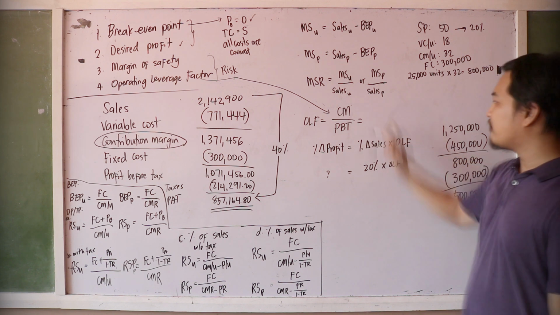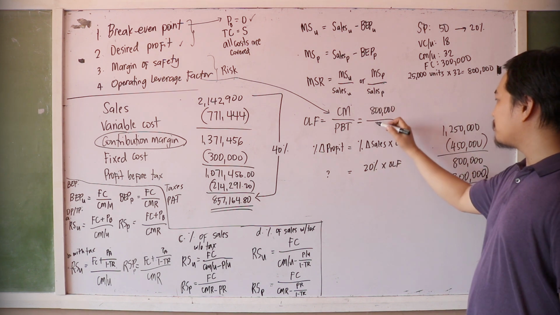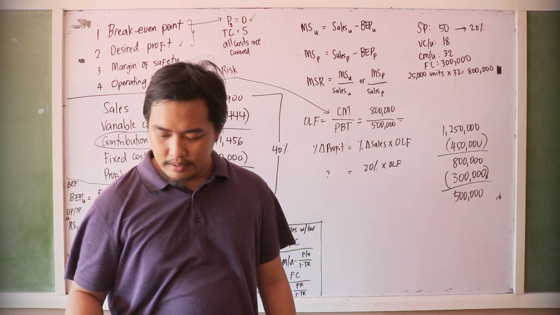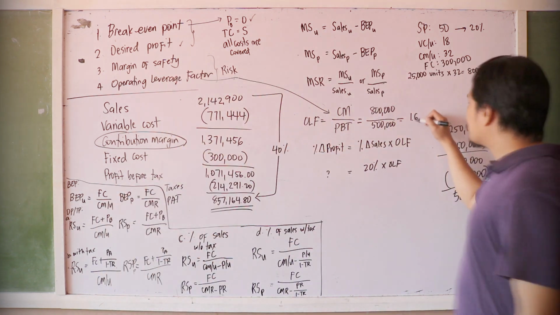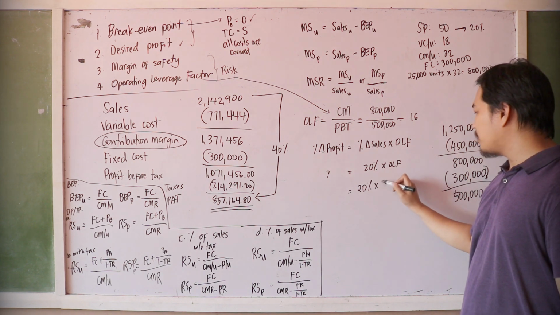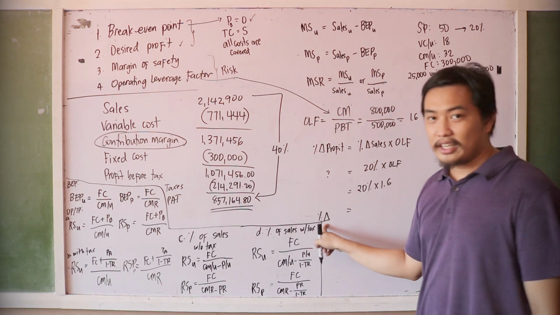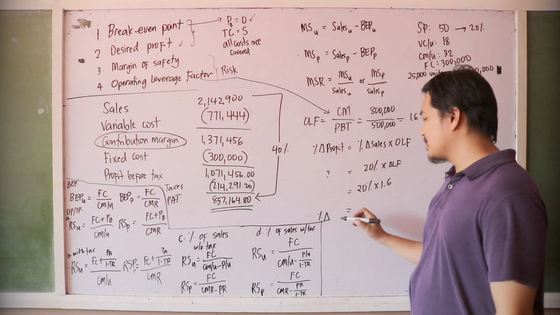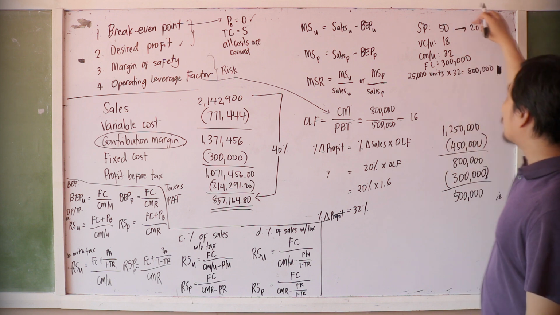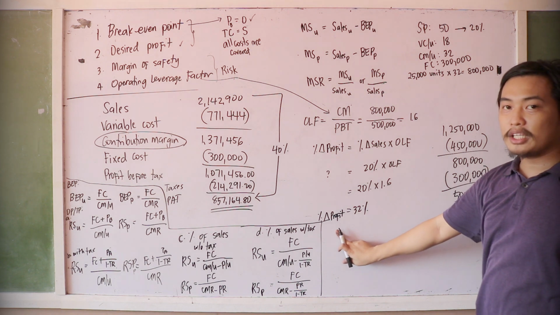Now, to compute our operating leverage factor, CM, which is 800,000, divided by your profit before tax na 500,000 pesos. Anong lalabas? Ang lalabas would be 1.6. So, your operating leverage factor is 1.6. I-multiply natin itong 20% by 1.6. Ang lalabas would be 32%. The Greek letter delta is used to denote change. Percent change in profit is equal to 32%. Ibig sabihin, if our sales would increase by 20%, our profit will increase by 32%.